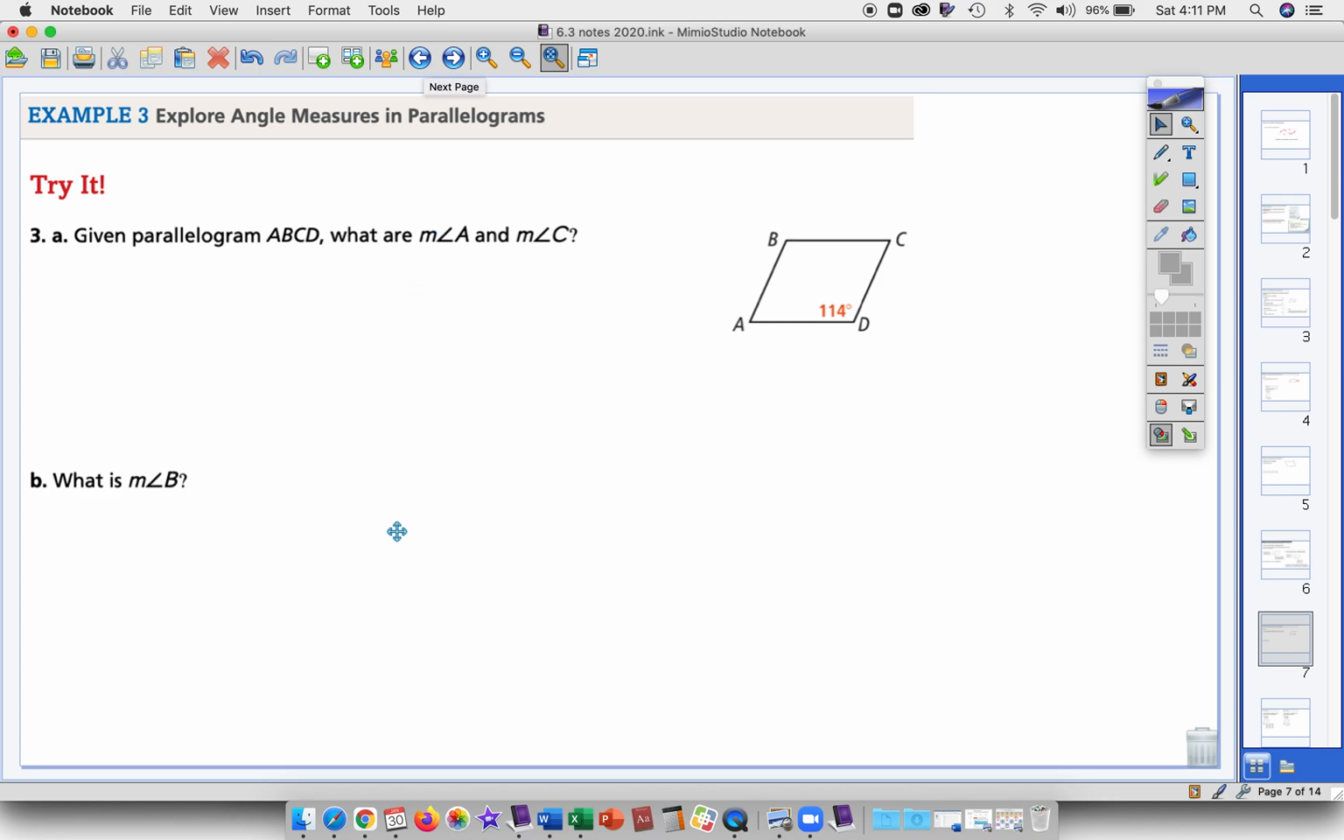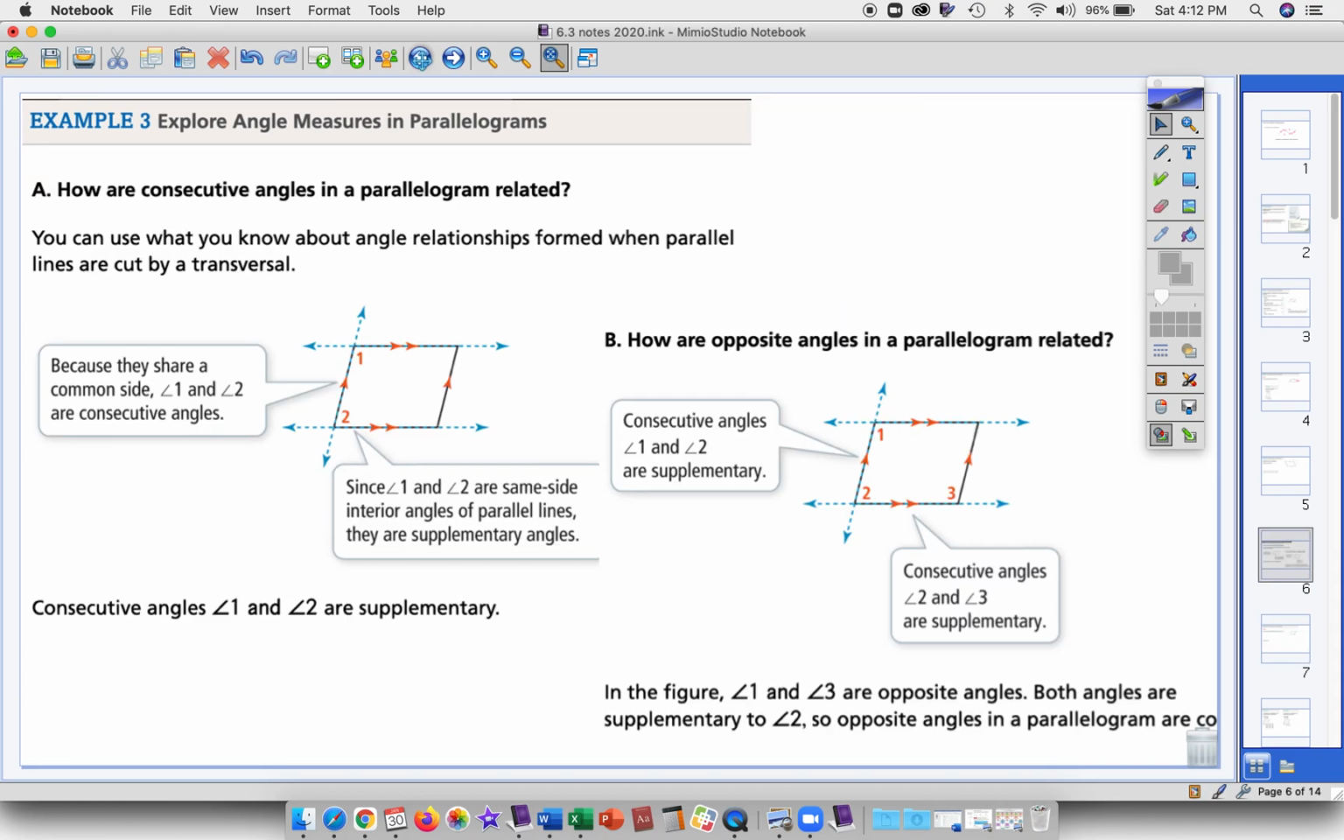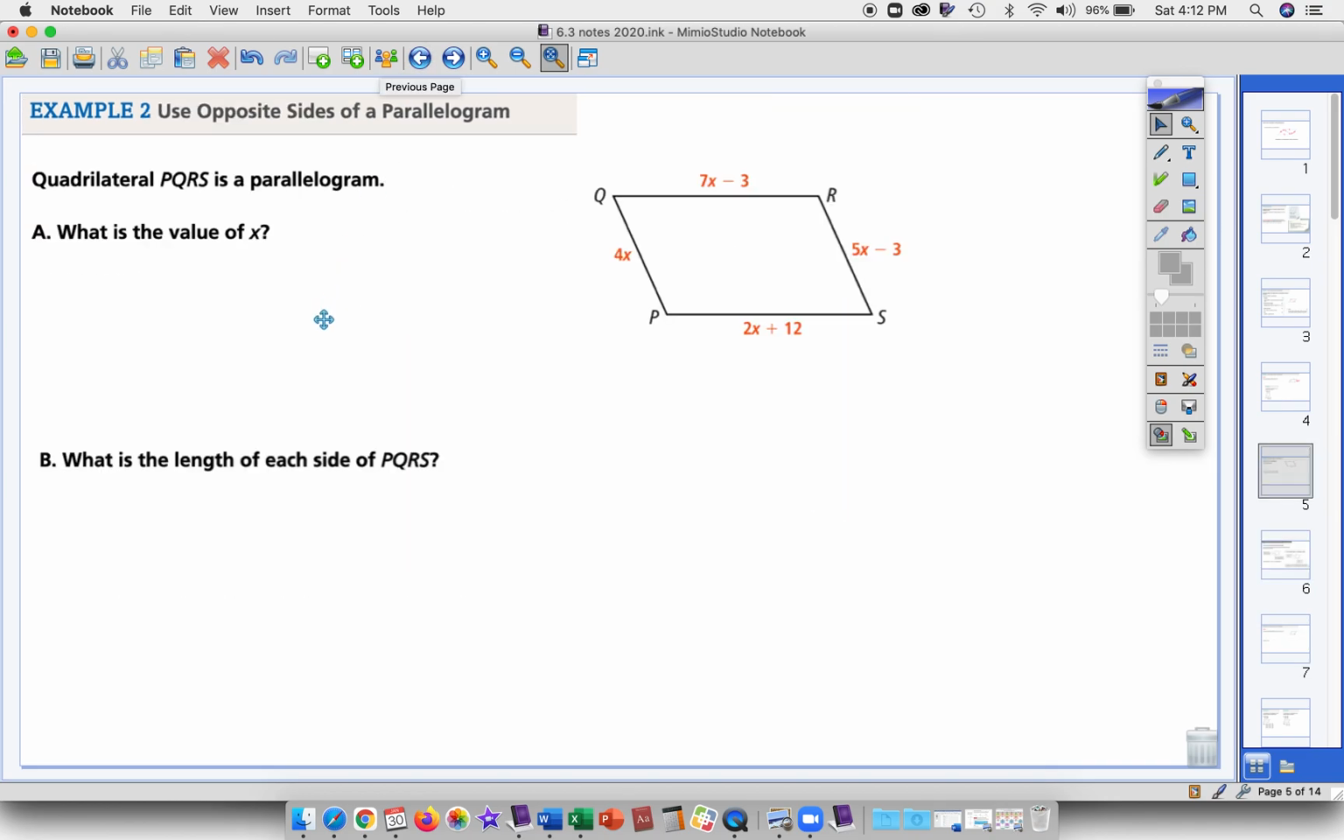Knowing that, go ahead and try example 3. Find the measures of angles A and C, and then come back when you're done. Pause the video and come back. Okay, we're going to go over the solutions to this one a little later on as well.